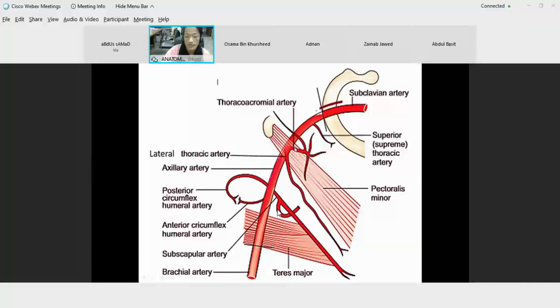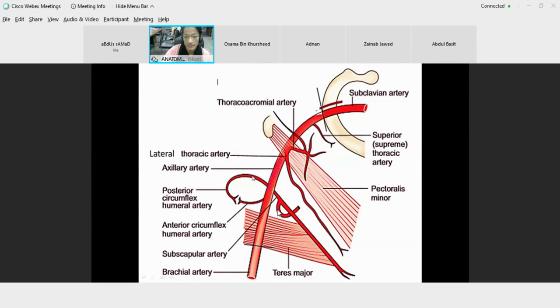First is the thoracoacromial artery, which is arising at the upper border of the pectoralis minor muscle, piercing clavipectoral fascia and dividing into 4 branches: clavicular branch, pectoral branch, acromial branch and the deltoid branch. Then the second branch is the lateral thoracic artery, which runs down the lower border of the pectoralis minor muscle. This has got significance in females because it is also giving lateral mammary branches to supply the breast.